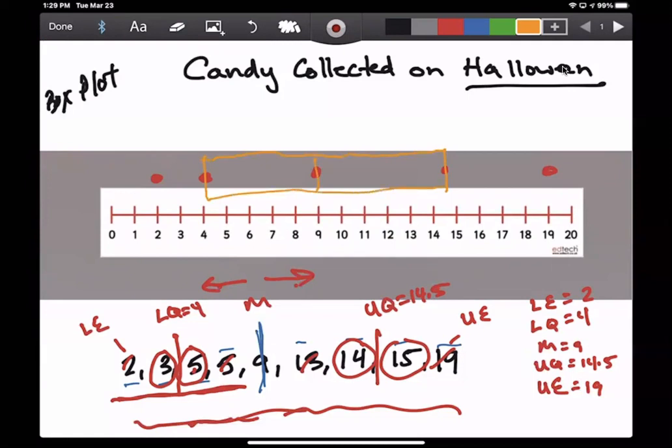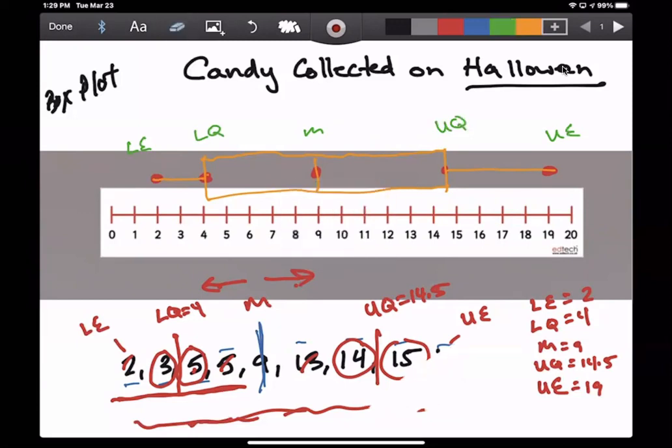It's my lower quartile, my upper quartile. And then my whiskers of the box plot are there and there. Okay. So again, I've got my lower extreme, my upper extreme, my median, my lower quartile, my upper quartile.